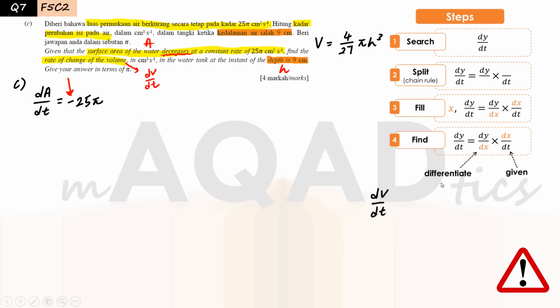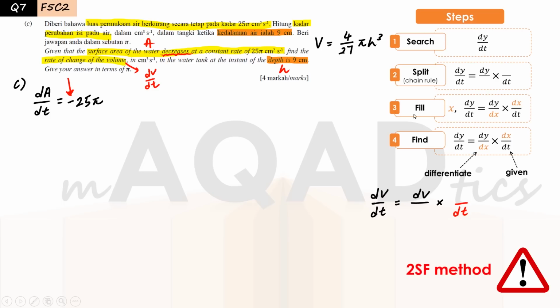So this is known as the 2SF method. The first 2 steps start with S, the last 2 steps start with F. For the first one, we have already found the rate of change that we need to search, which is dV over dt. The second step is to split the fraction. So for dV, I'm going to put in the first fraction, and dt in the second fraction.